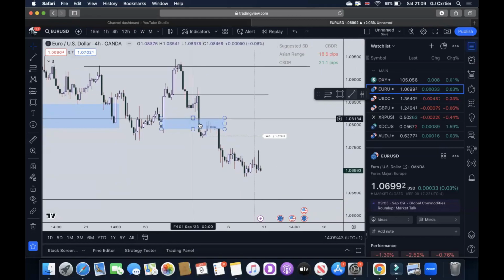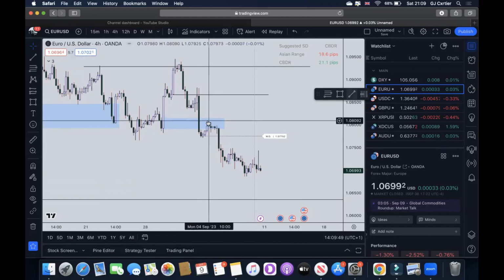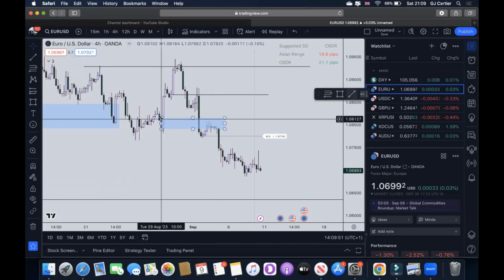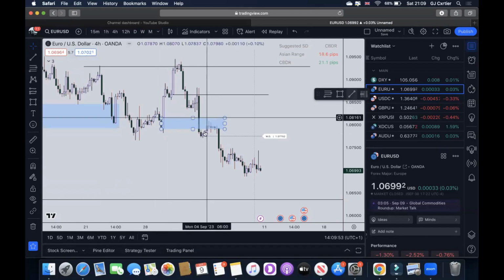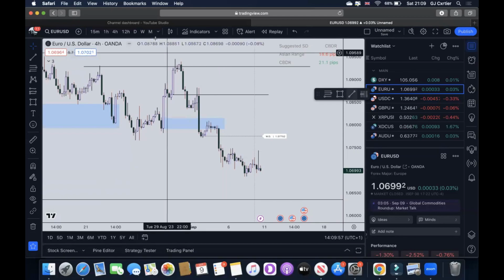we can see what did price do. So on Tuesday, we came back up into this high, tapped into our breaker block. So this is a clear signal that we've broken structure. The breaker block has held, and then we can see price melt off.